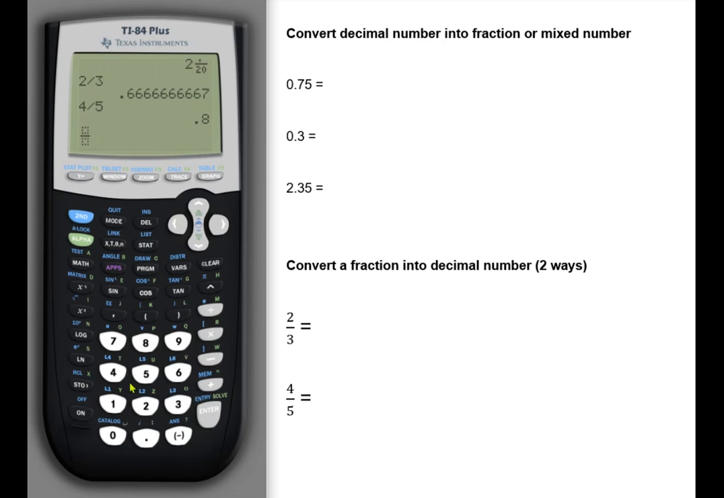And now enter your fraction, 2/3. And now hit math button, and then pick number 2. Hit enter once, hit enter twice, and you will have your decimal number.